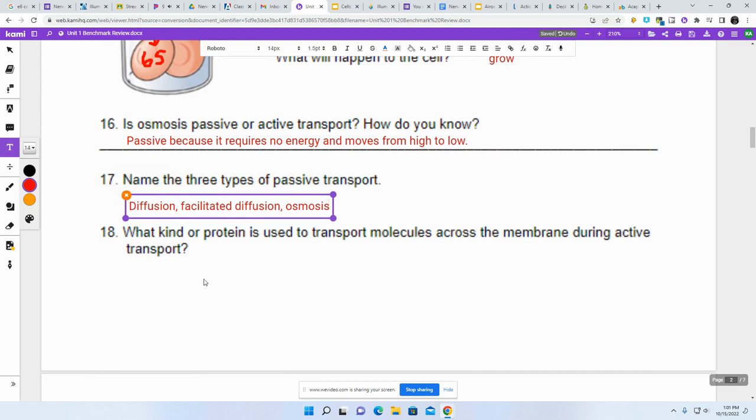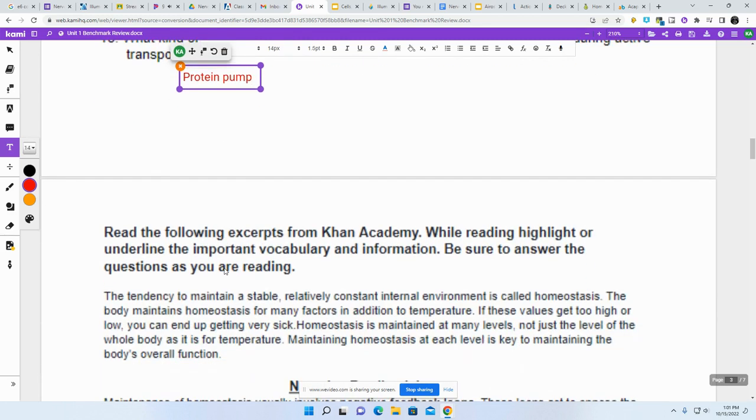18, what kind of protein is used to transport molecules across the membrane during active transport? You will not need to know this. Like a protein pump. You don't need to know that, though, so don't worry about it.